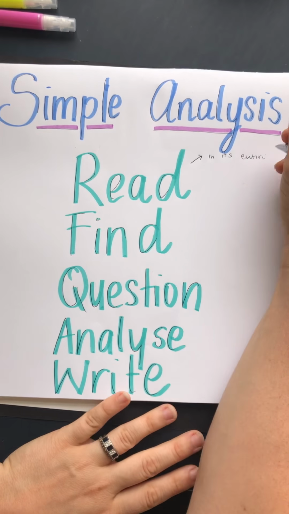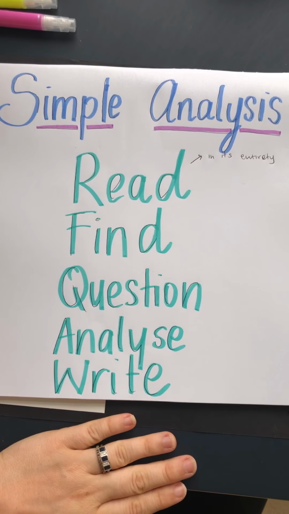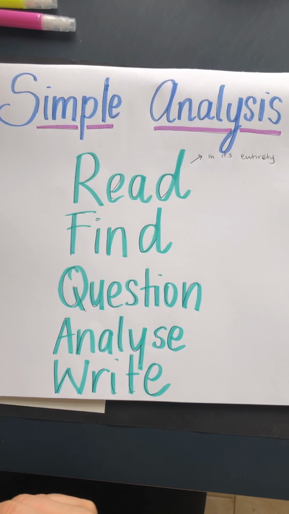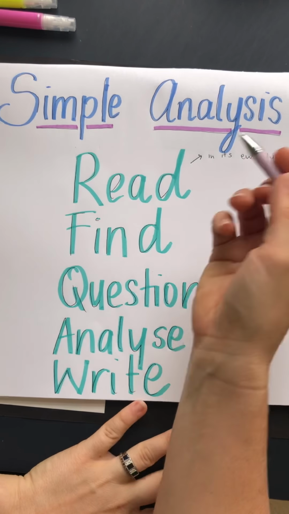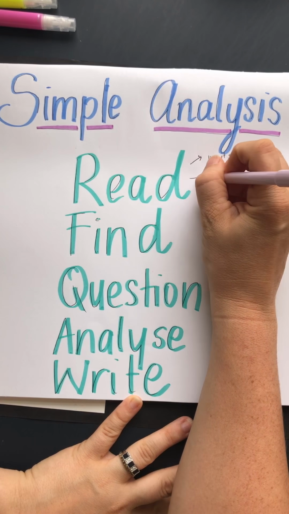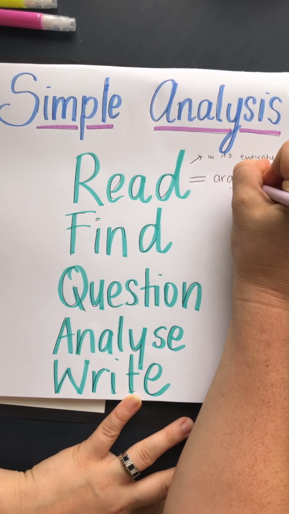So the first thing we're going to do is read a text in its entirety. Okay, beginning to end, however long it is. Try to avoid reading summaries, watching film versions instead of doing the reading. Obviously, that's not going to help you in the long run. When you are reading it, you're reading it in order to find an argument.